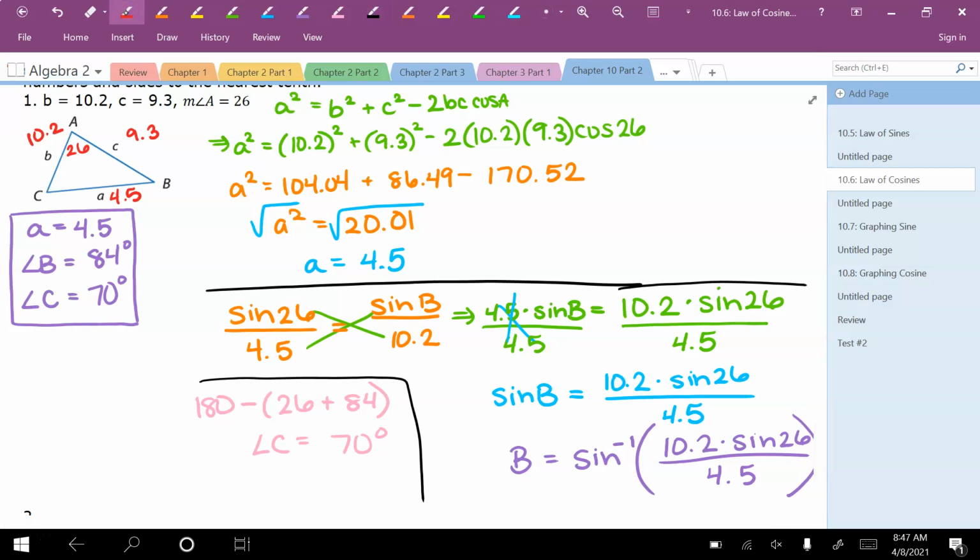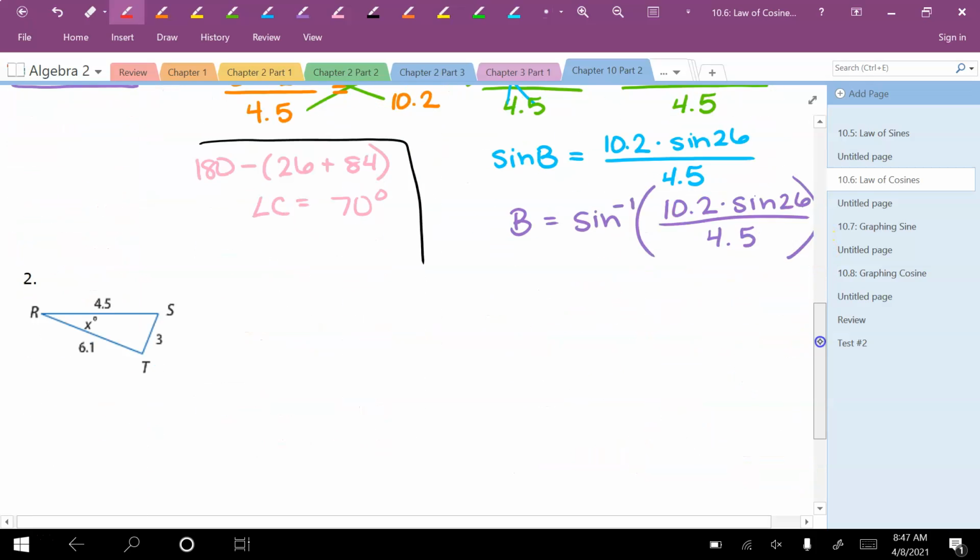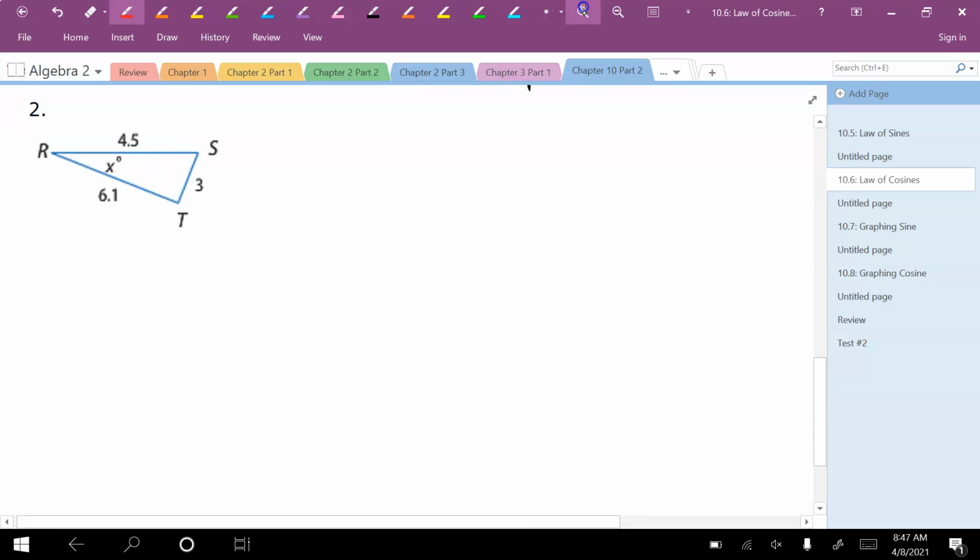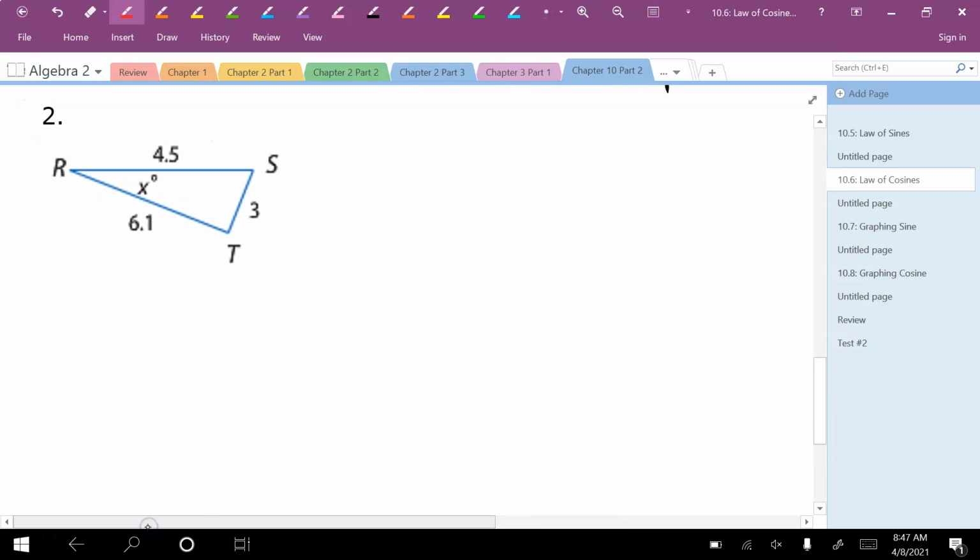Okay, let's take a look at another one here together. So this time they have everything labeled for us already on the triangle. And they give me all 3 sides. They don't give me any angles at all. So I need to find the measurement of all 3 of these angles. I need to know how much angle R is, how much angle S is, and how much angle T is.